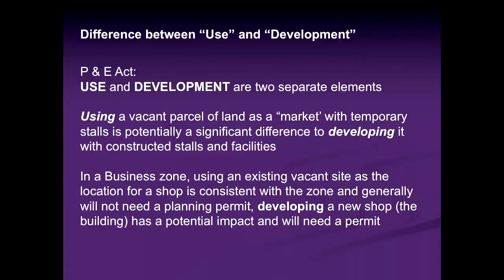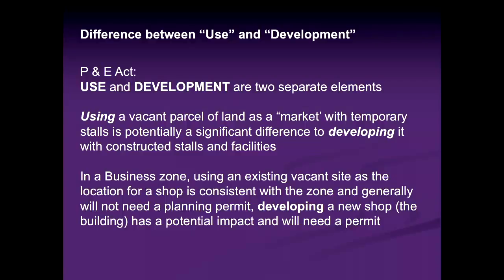And just to reinforce it, the difference between use and development. So we use a vacant bit of land to operate, say, a market where things are bought and sold. And that's significantly different to developing it, as in building structures that are permanent with roofs and walls and might need a building permit as well. So, for example, if we're in a business zone, use of an existing vacant site for a shop is actually consistent with that zone. You might just set up a temporary table and start doing it, and it would be allowed, assuming you're meeting other rules like health and safety and food laws and things like that. But if you want to build a shop, that's development. If you want to actually do that, then you'll need a permit for that process.